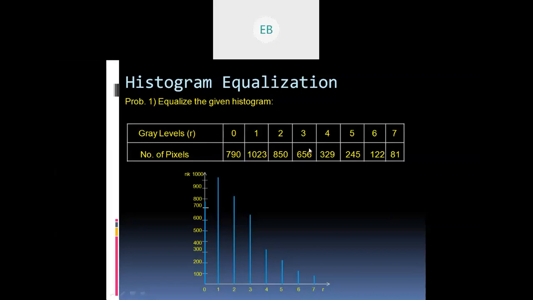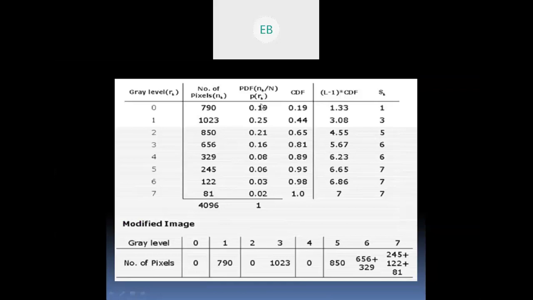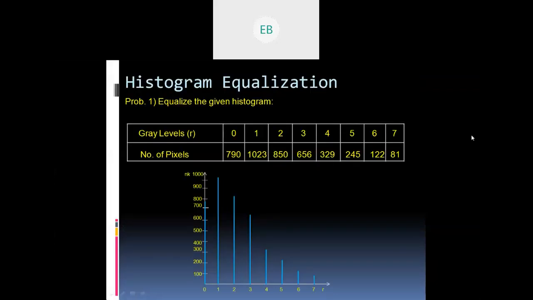So this is the given histogram. Gray levels from 0 to 7, and for each gray level we have the pixels plotted here. But this time you won't be given the values of r minimum, r maximum, s minimum, s maximum, because we have to calculate the probability distribution function and cumulative distribution function over here.